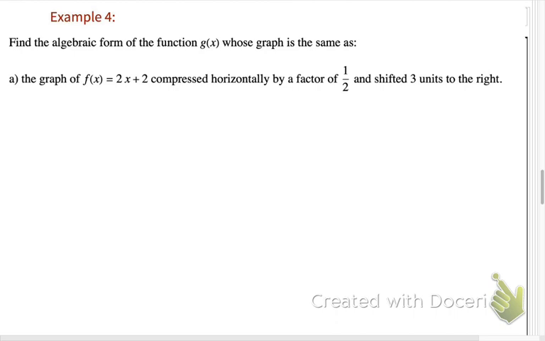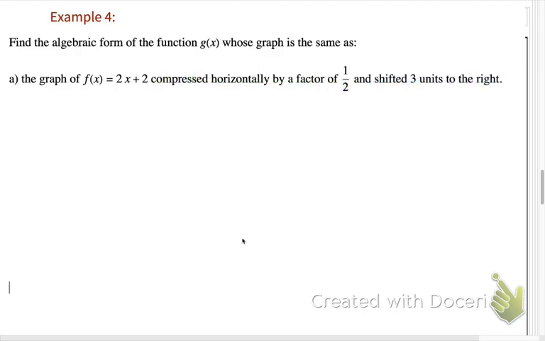Okay, so find the algebraic form of a function g of x whose graph is the result of taking f of x equals 2x plus 2, compressing horizontally by a factor of 1/2, and then shifting 3 units to the right.